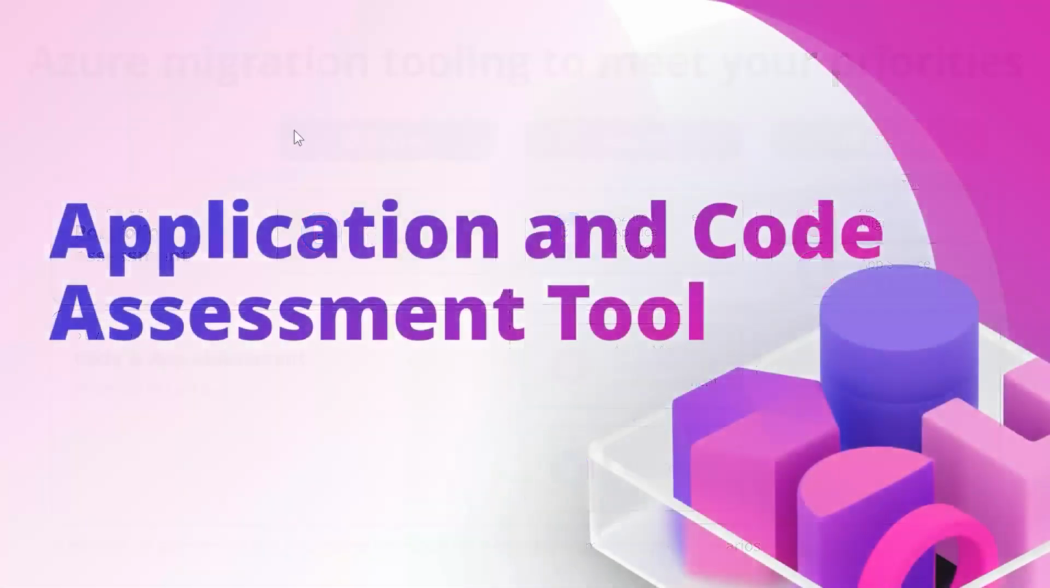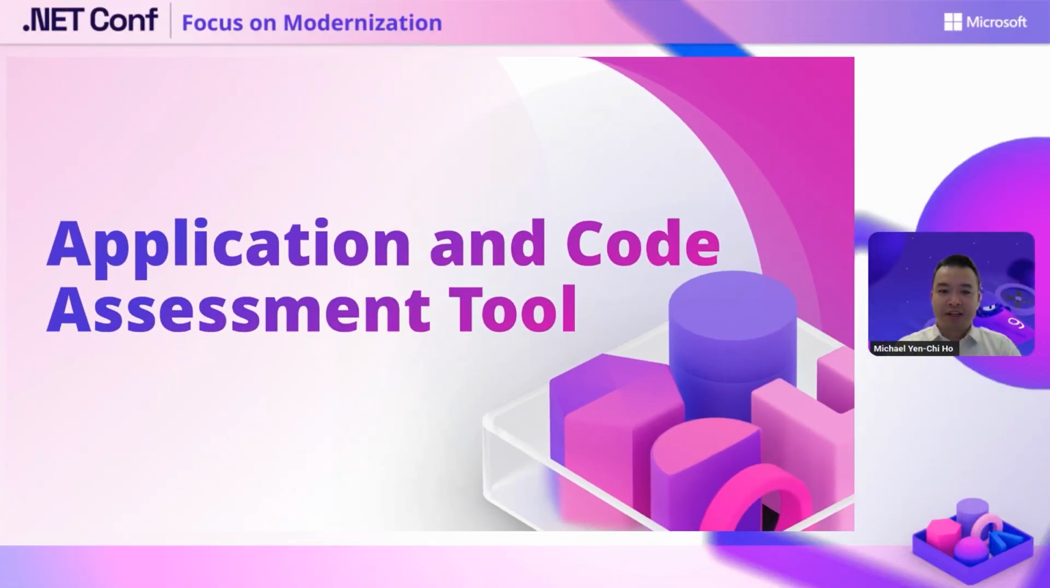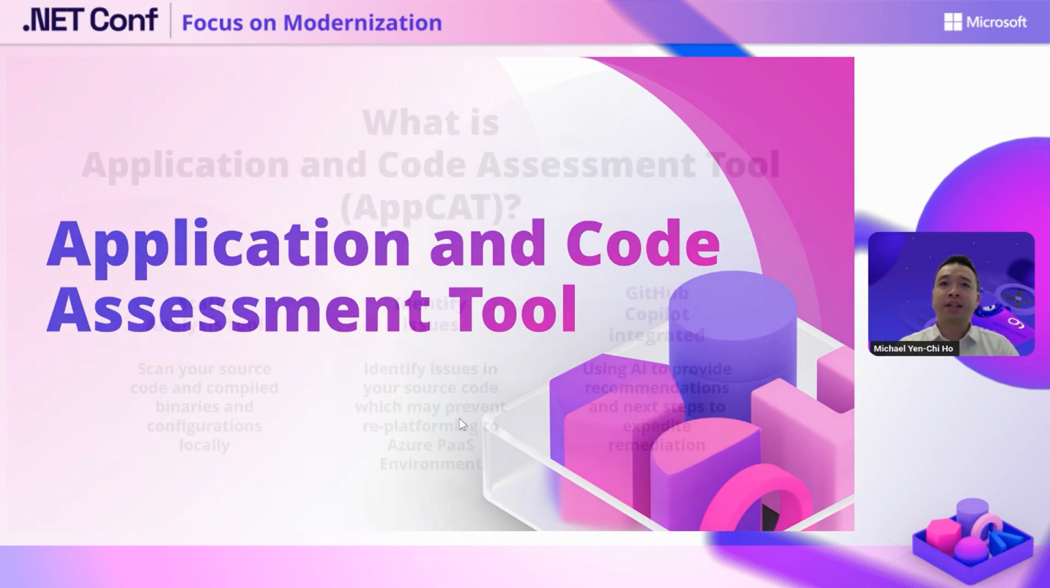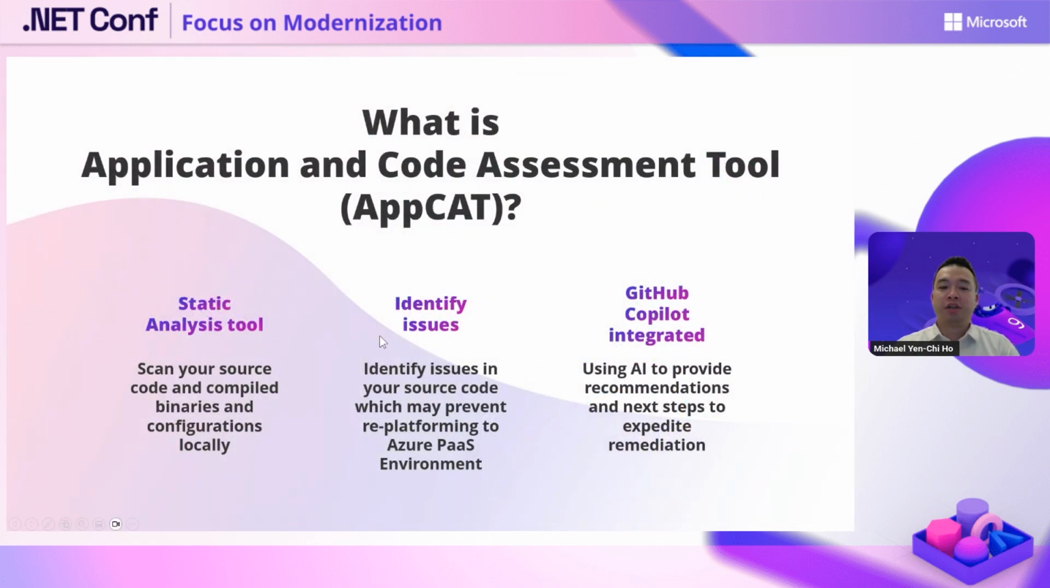Okay, let's move on to the specifics of the application and code assessment tool. Now, what is this tool? Many of you might already be familiar with it. This is a tool that gives you the ability to look at your static source code, compiled binaries, and configurations locally on your machine. So it does not necessarily require any internet connection.